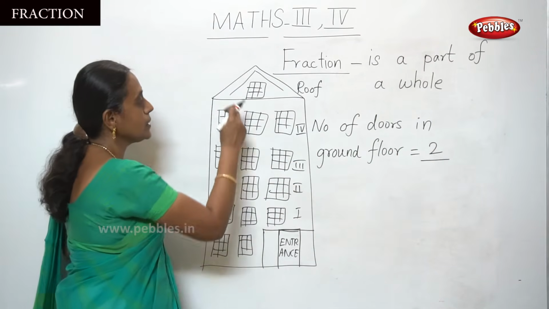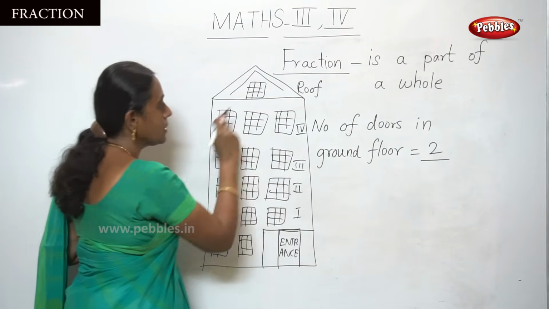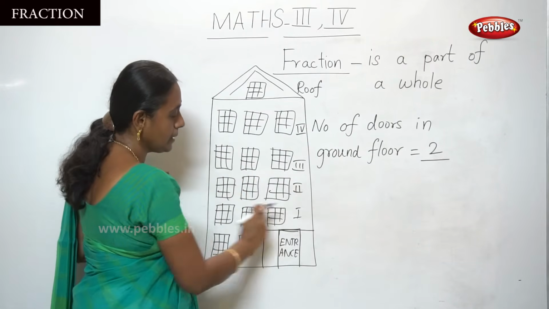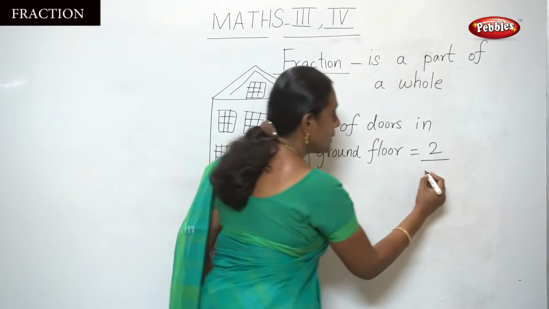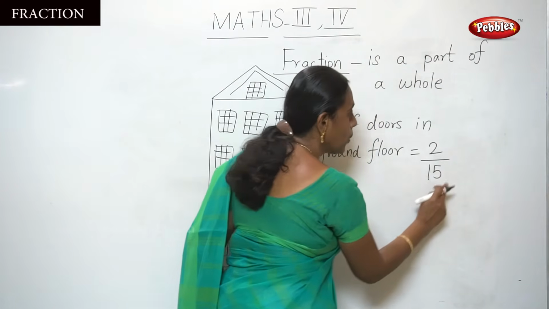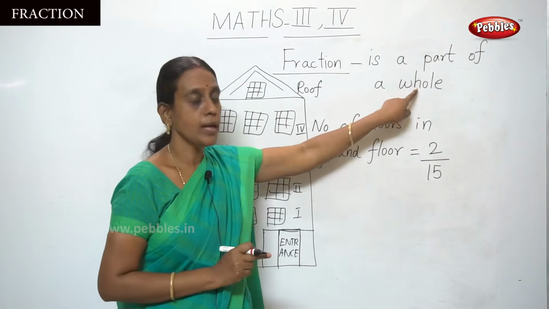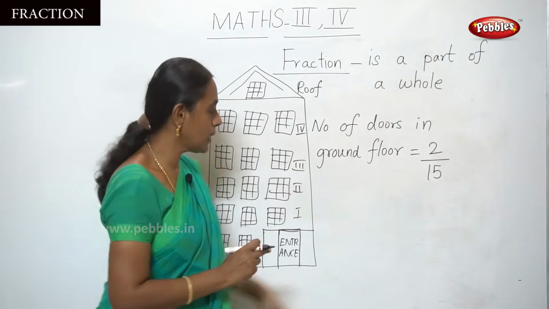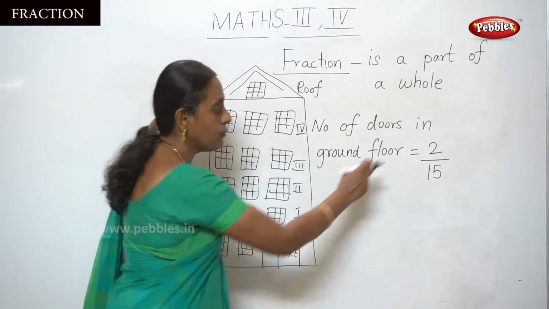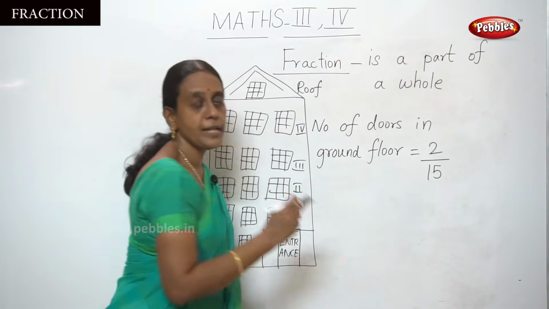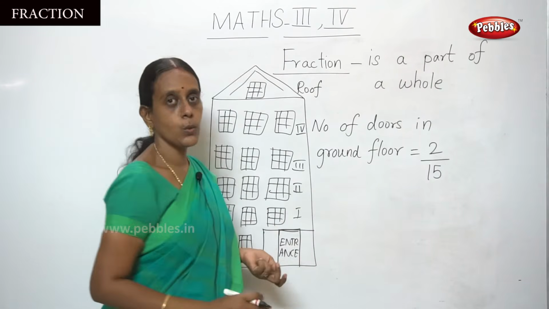Here the total number of doors you have to write down here: 3, 6, 9, 12, 13, 14 and 15. Here that is 15. This is the total portion, which is called the whole. Number of doors in the ground floor means you count the doors on the ground floor, and this 15 represents the whole part, the total number of doors.